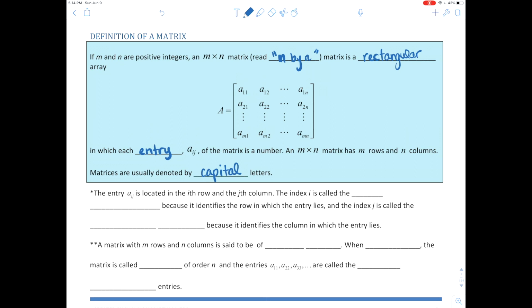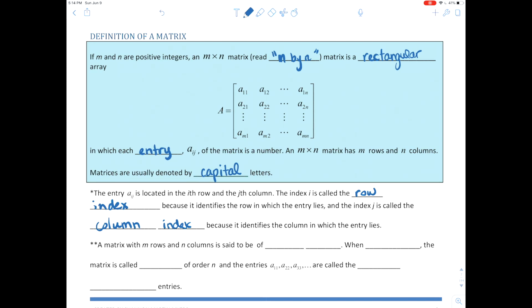Now, the entry Aij is located in the ith row and the jth column. The index i is called the row index. Why do you think so? Because it identifies the row in which the entry lies. And the index j is called the column index, because it identifies the column in which the entry lies.